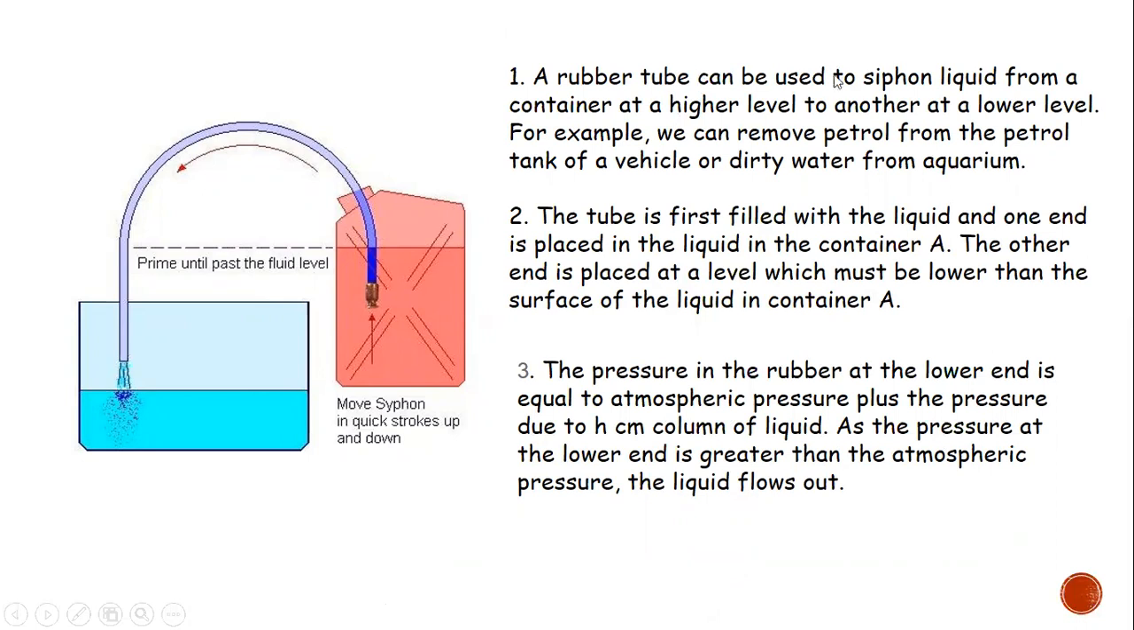Rubber tubes can be used as a siphon to move liquid from a container at a higher level to another at a lower level. The tube is first filled with the liquid, and one end is placed in the liquid in this container. The other end is placed over here. So the pressure in the rubber tube at the lower end is equal to the atmospheric pressure plus the pressure due to the height column of the liquid. The pressure at the lower end is greater than the atmospheric pressure, so the liquid flows out.